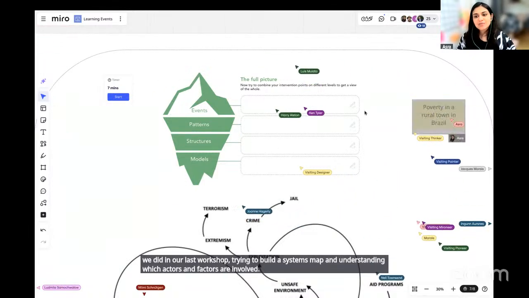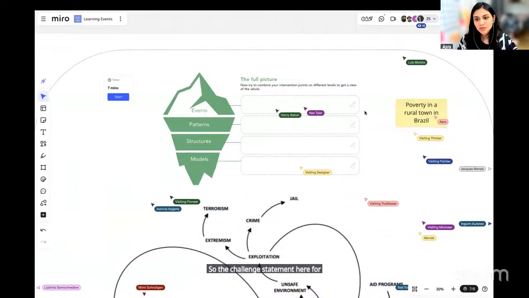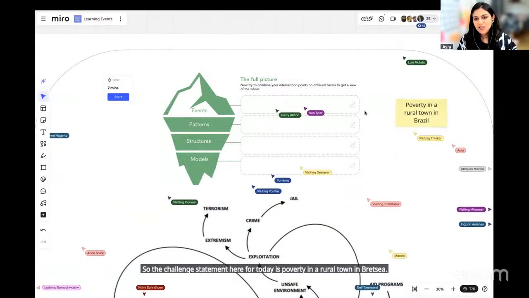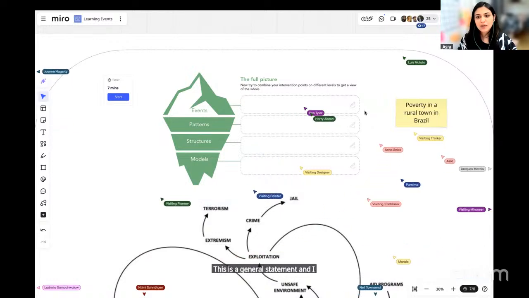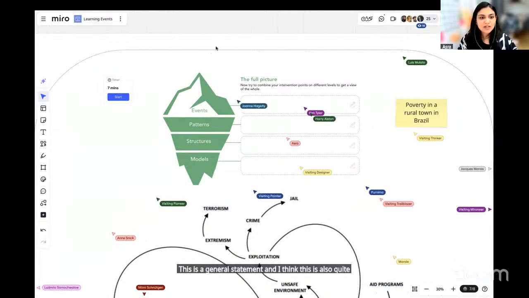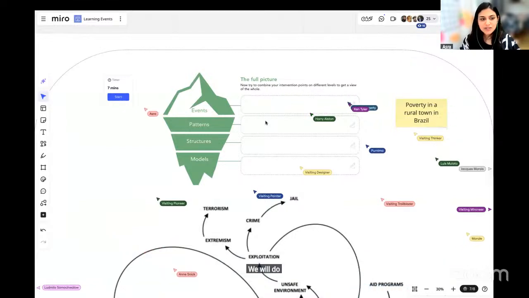So the challenge statement here for today is poverty in a rural town in Brazil. This is a general statement, and I think this is also quite interesting for all of us to work out. We will do this exercise for about 7 minutes.